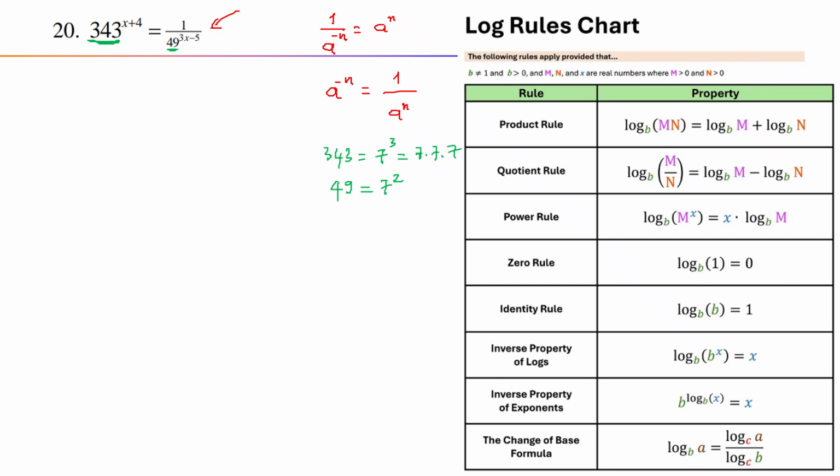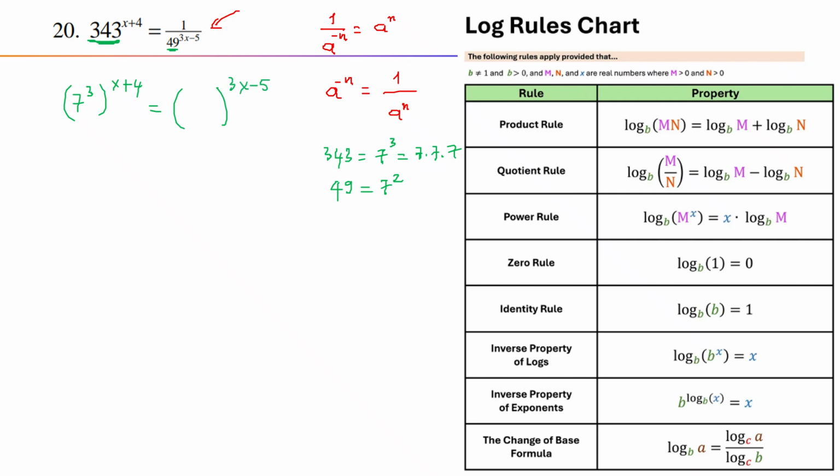Okay, so we will rewrite this one as 7 cubed and keep the exponent outside, equal. Now you see that the 3x minus 5, that will be the exponent outside.